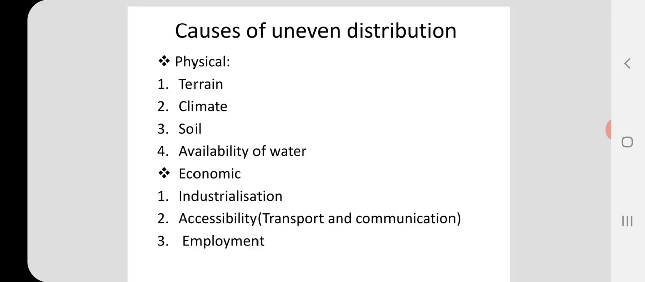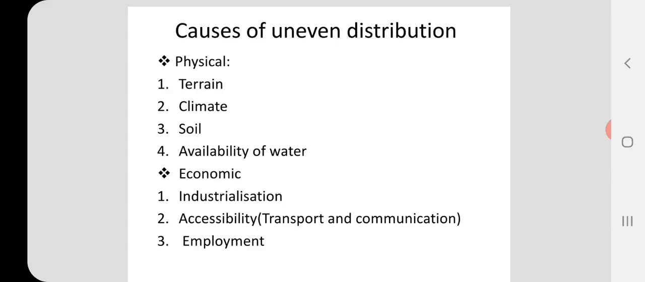The third factor that influences the uneven distribution of population is soil. People want to live in those areas where the soil is fertile. Why? In fertile soil, there is availability of land for agriculture. So in fertile soil areas, the population concentration is very high.